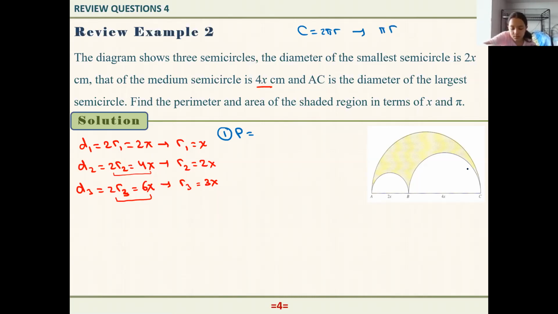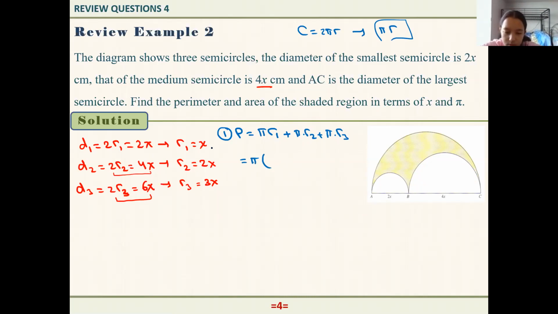So let's start with the smallest one. The length of this one is pi r sub 1. Plus, how about the length of this semicircle? It is pi times r2. And how about the length of the biggest one? Pi times r3. Just using this formula, right? And as you see here, pi is a common factor. Just keep this out.